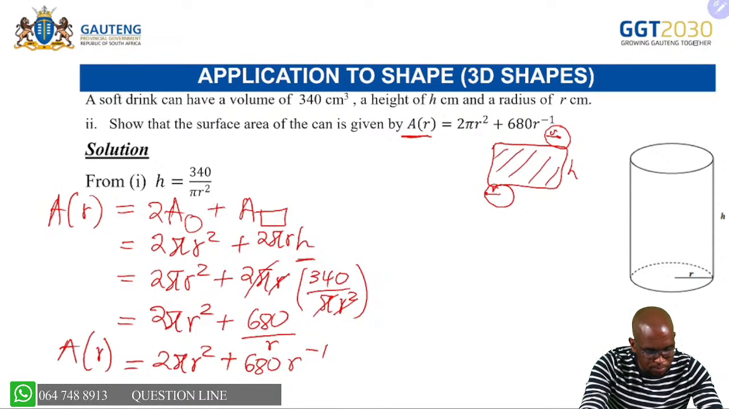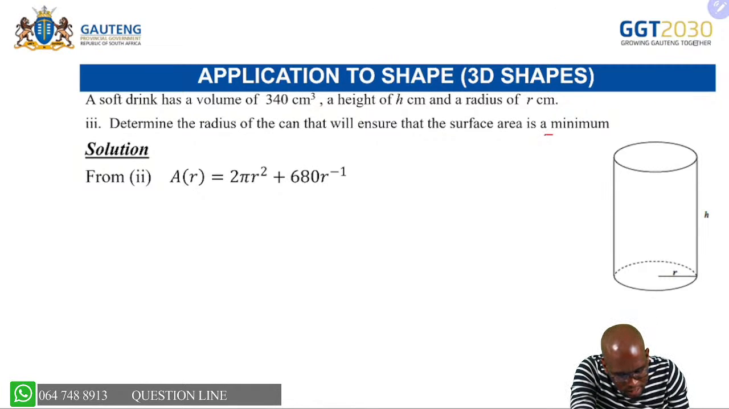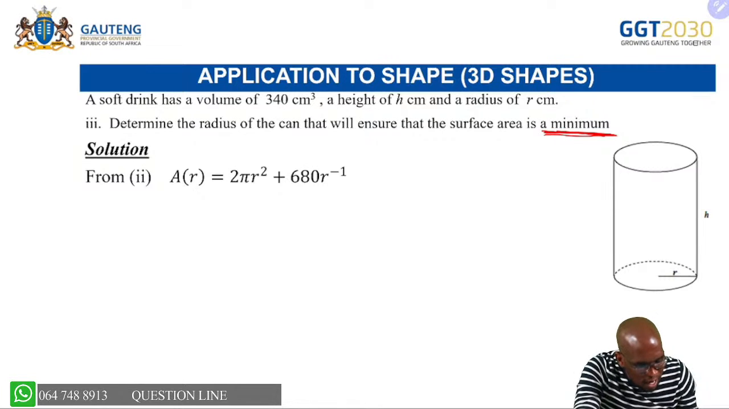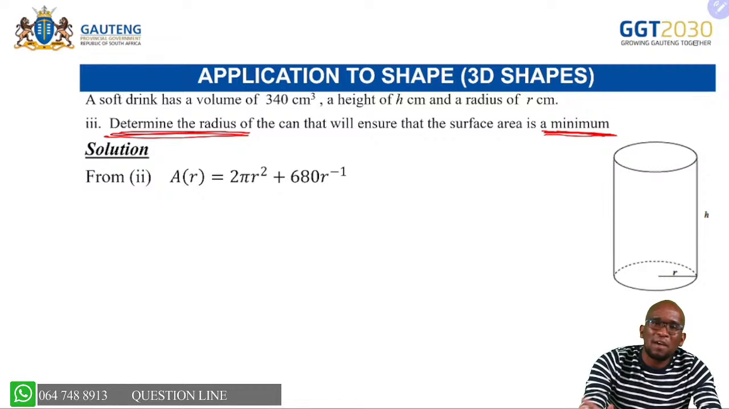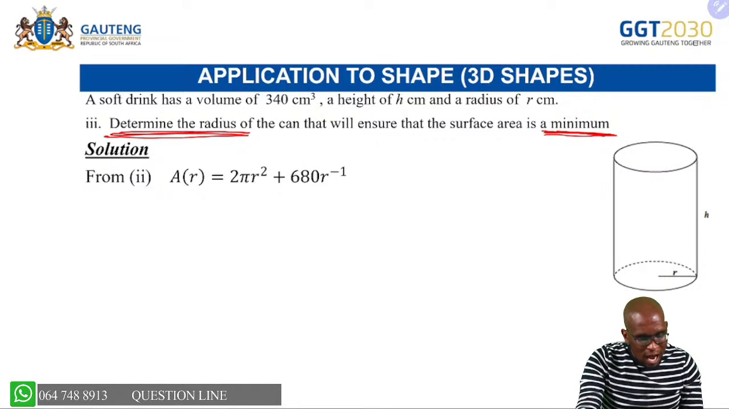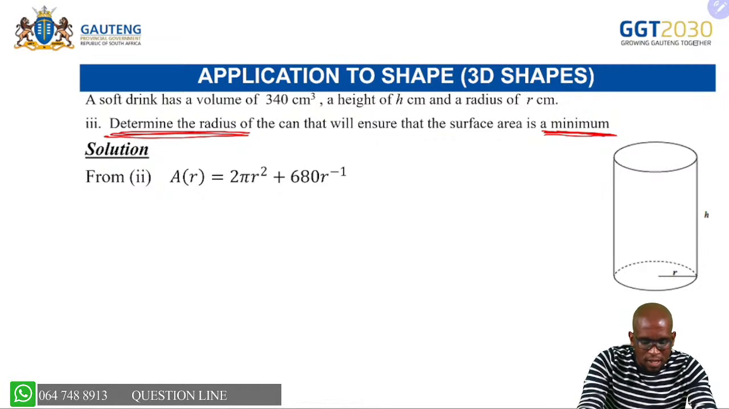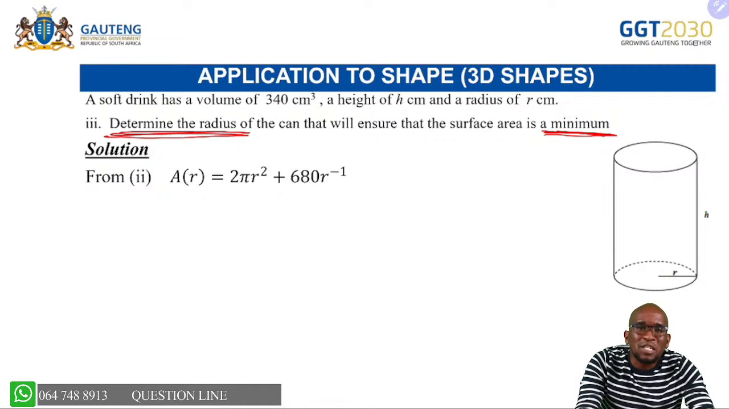We move on. Now determine the radius of the cone that would ensure that the surface area is a minimum. So now we are interested in the value of r. Remember the previous question in example 1, they said determine the maximum area. So we started by finding the value of x to which the maximum occurs, and then we found the maximum. In this one, they're asking us to determine only the radius that would ensure that the surface area is a minimum. They did not say we need to calculate the minimum surface area. They're just looking for the value of r to which the minimum would occur.